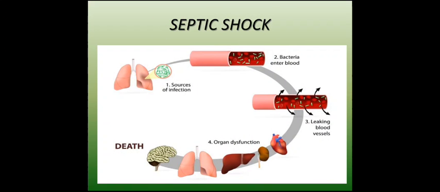Coming to septic shock, this is most often due to gram-negative septicemia. It may also occur in cases of severe septicemia, cholangitis, peritonitis, and or meningitis. These bacteria and harmful toxins which circulate in the blood lead to leaking of blood vessels, and this blood enters the organs and causes organ dysfunction, which leads to death finally. This is the pathophysiology of septic shock.